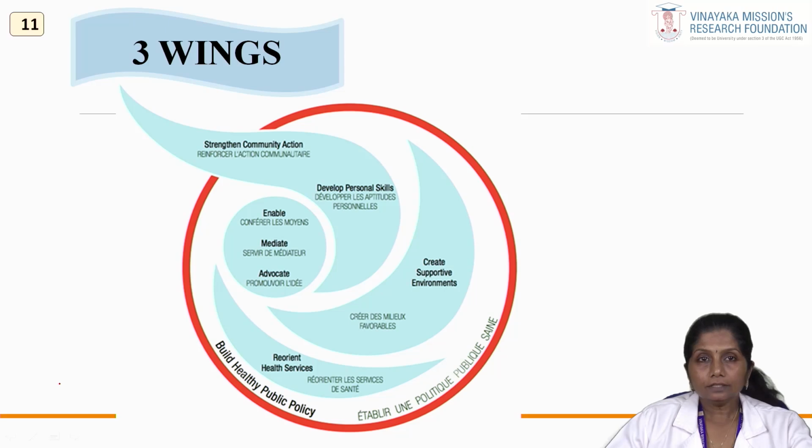Now, we will see the 3 wings in the logo. These 3 wings originating from the center spot represent 5 key action areas. Among the 3 wings, you can also notice one of the wings breaks through the circle, which signifies the idea of expanding the health promotion beyond the traditional boundaries.